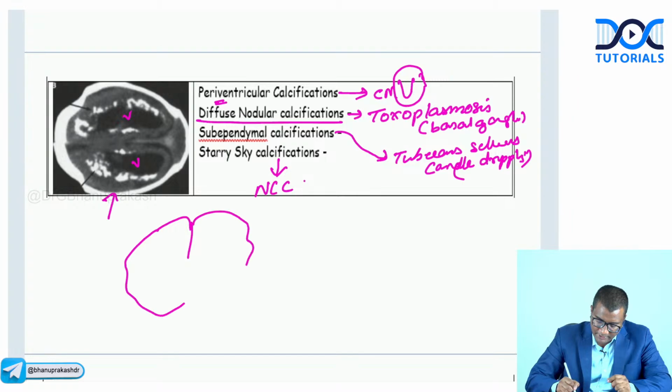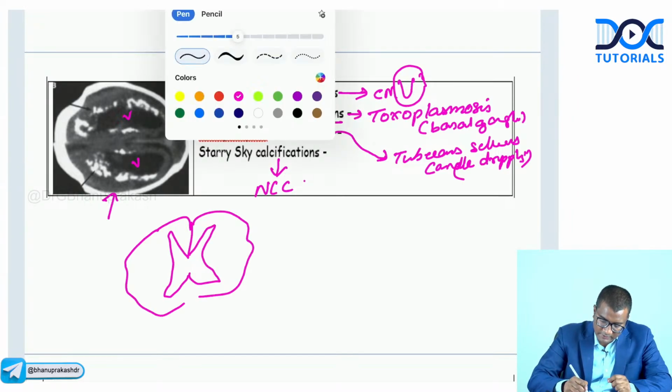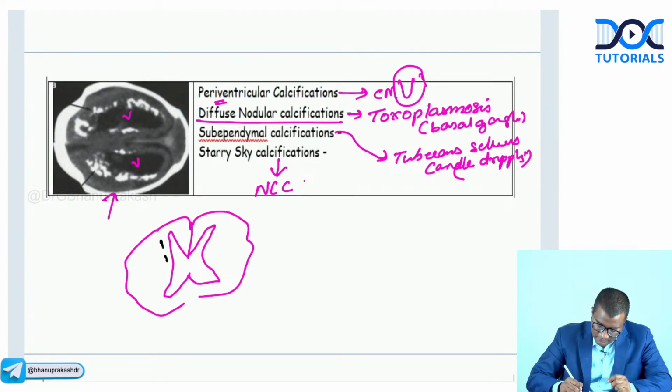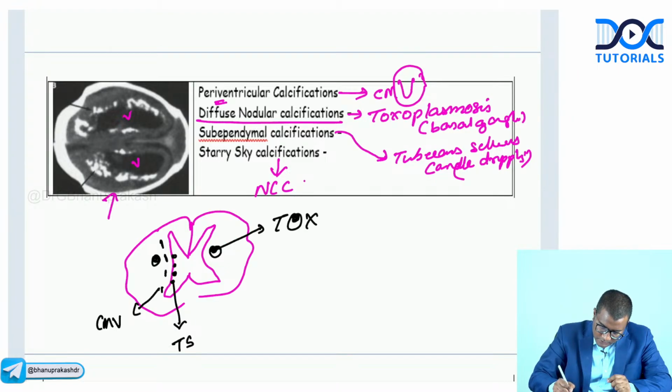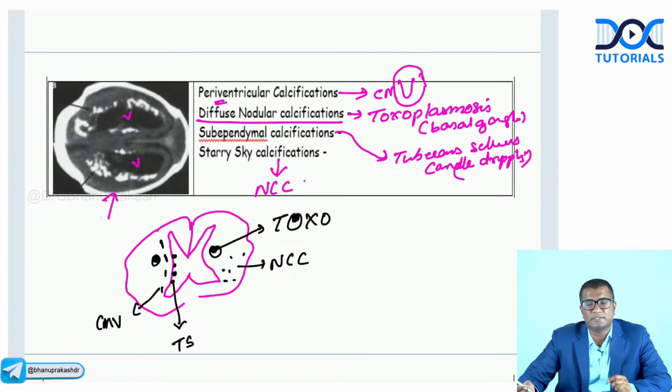So imagine this is the brain. These are the ventricles. Based on the location of the calcifications, are the calcifications periventricular? This is CMV. Or are they subependymal in the form of candle dribblings? This is tuberous sclerosis. Are they diffuse nodular at the level of the basal ganglia? This is toxoplasmosis. And if there is scattered multiple like starry sky, this is neurocysticercosis.